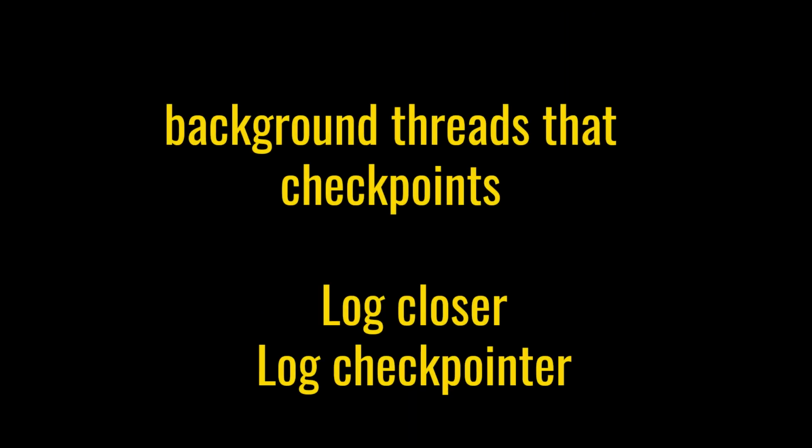2 background log threads are responsible for checkpoints and subsequently reclaiming space in log files. Log closer tracks up to which lsn all dirty pages have been added to flush lists with respect to oldest modification. Log checkpointer determines the value of the variable log_available_for_checkpoint_lsn and writes checkpoints.